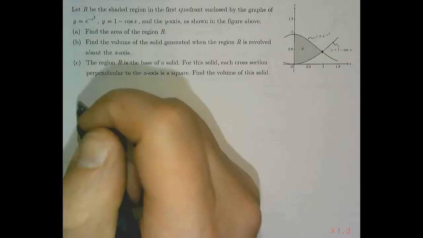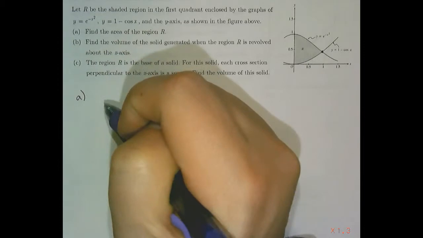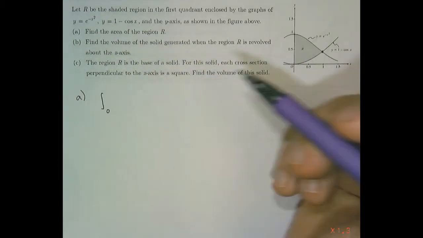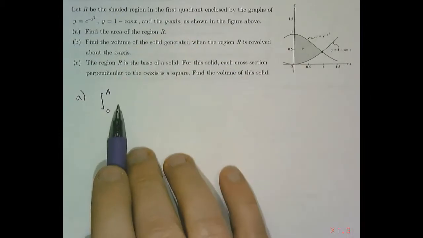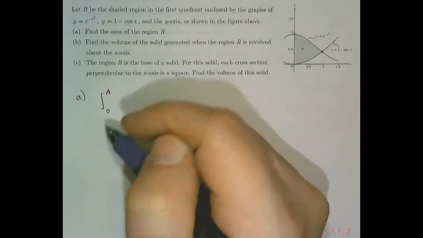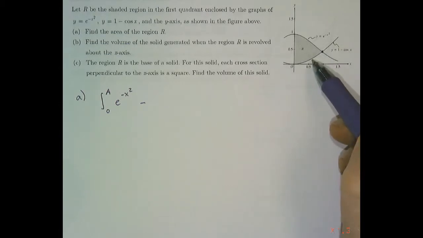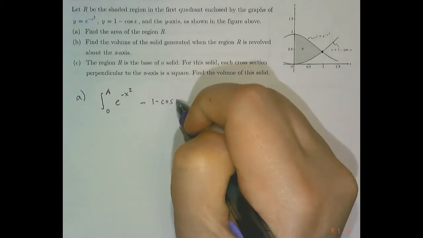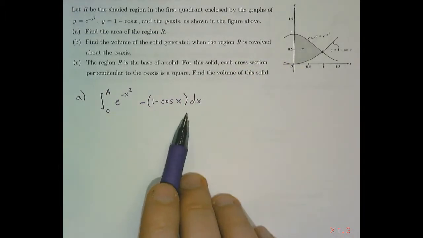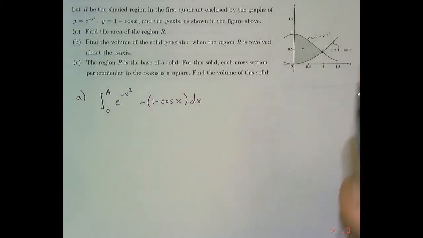So first, part A is asking us to find the area of the region. So the area of our region is going to be the integral from where the region starts to where the region finishes of the top curve minus the bottom curve. So our top curve is e to the negative x squared, and then the bottom curve is 1 minus cosine of x. Put those in parentheses. And we have our region provided we find the value of a. So that a is where these intersect.